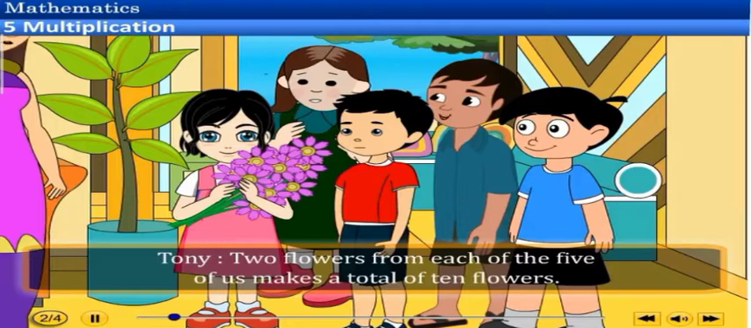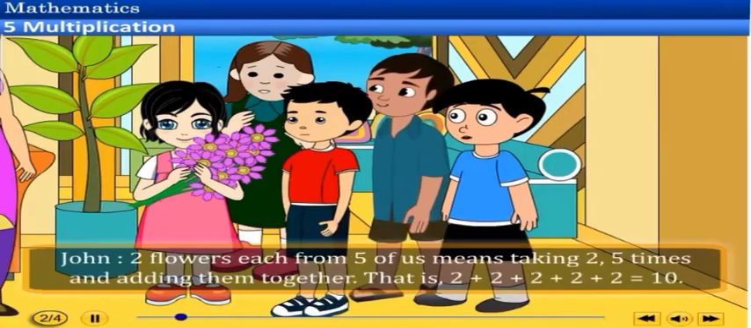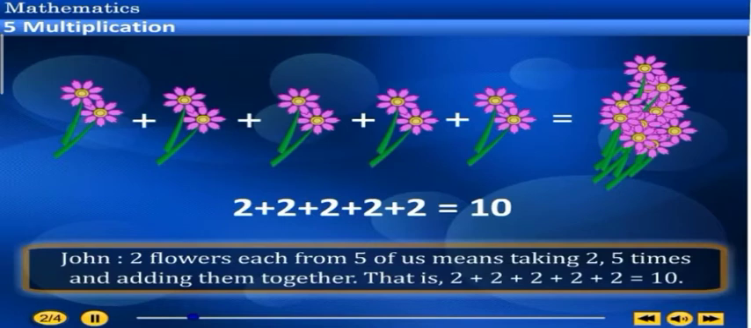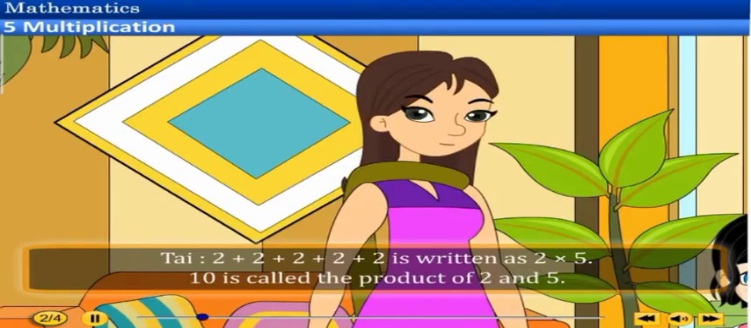Tony: 2 flowers from each of the 5 of us makes a total of 10 flowers. John: 2 flowers each from 5 of us means taking 2, 5 times and adding them together, that is 2 plus 2 plus 2 plus 2 plus 2 is equal to 10. Tai: 2 plus 2 plus 2 plus 2 plus 2 is written as 2 multiplied by 5. 10 is called the product of 2 and 5.